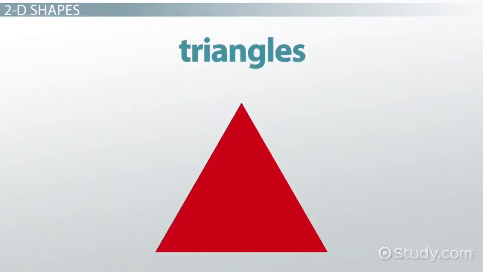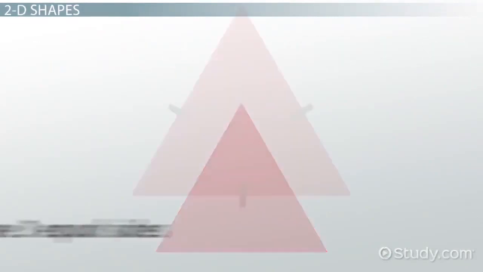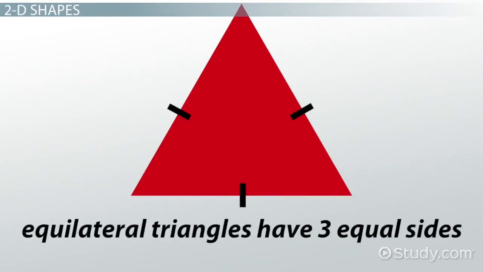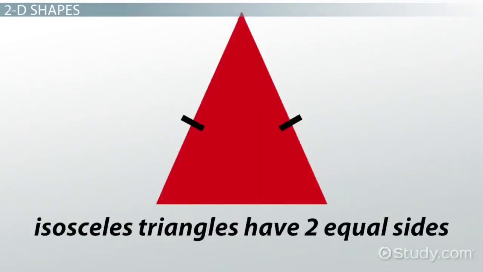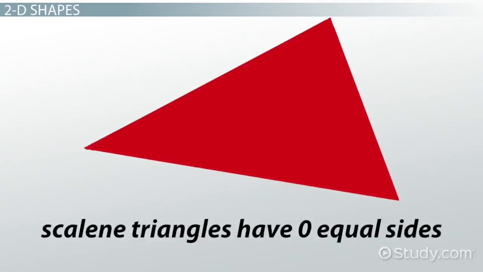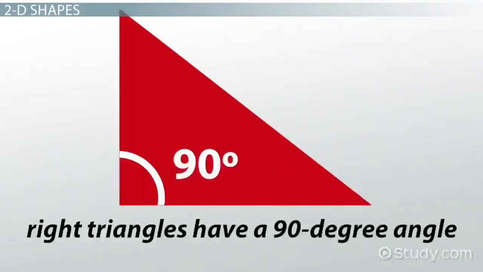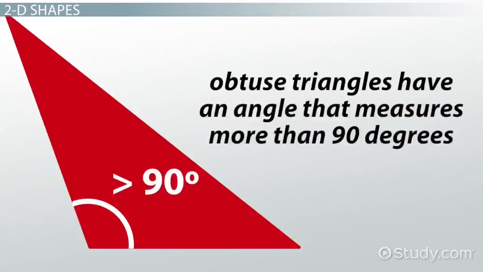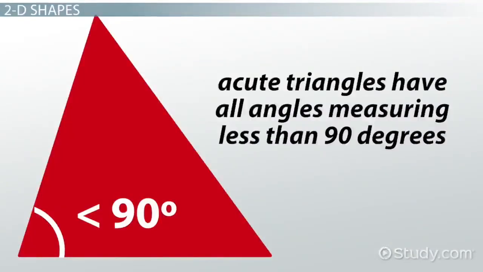All triangles have 3 sides, but there are many special types. Equilateral triangles have 3 equal sides. Isosceles triangles have 2 equal sides. Scalene triangles have 0 equal sides. Right triangles have a 90-degree angle. Obtuse triangles have an angle that measures more than 90 degrees. Acute triangles have all angles measuring less than 90 degrees.